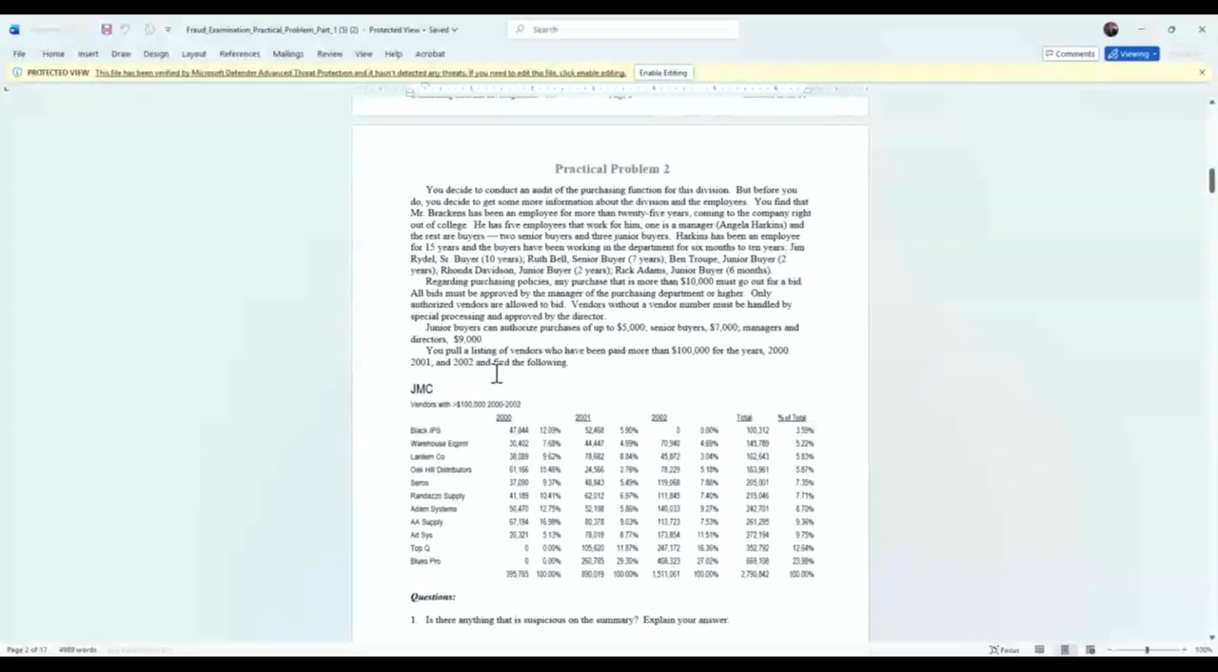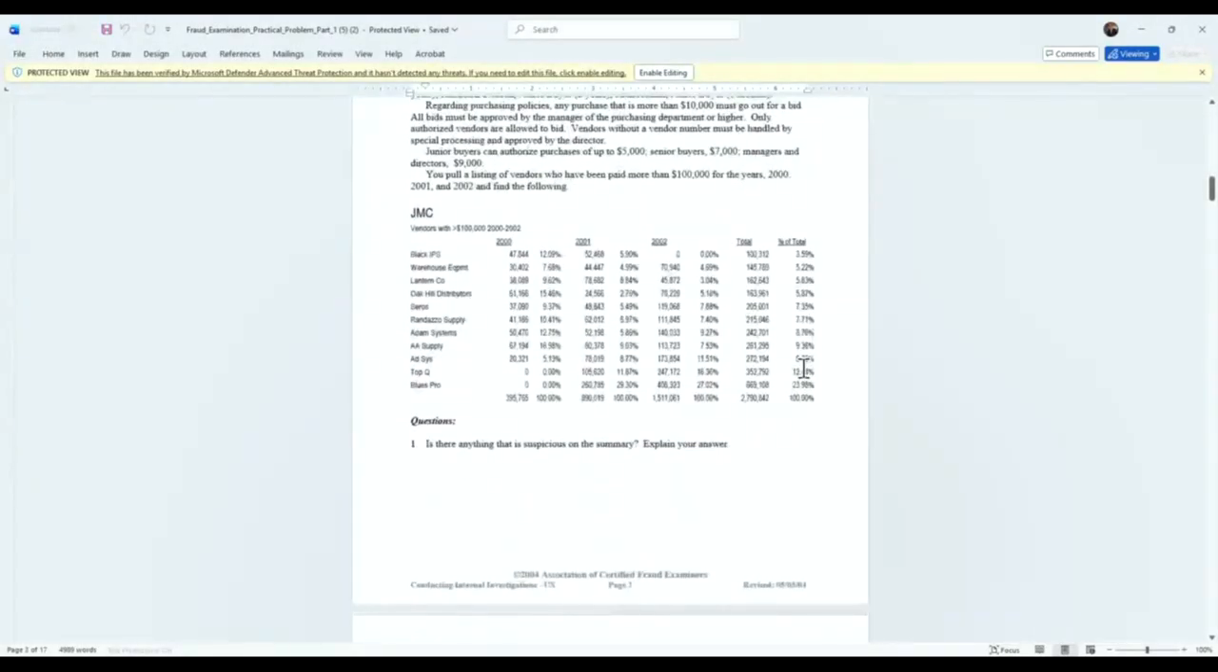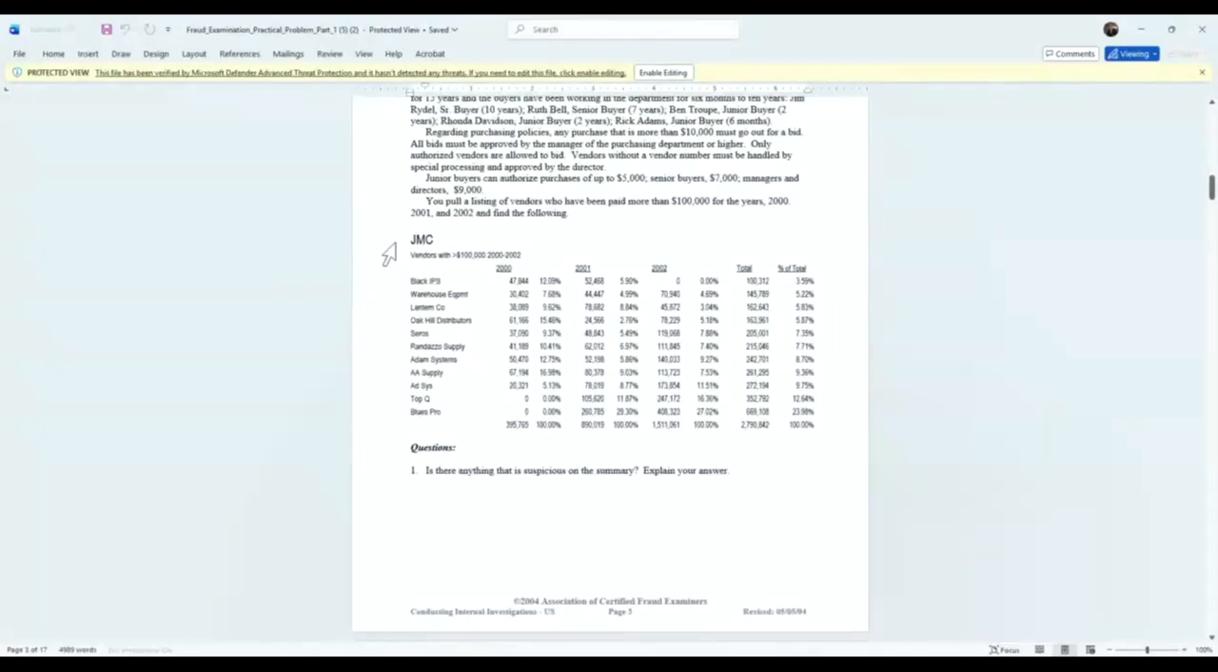Anyway, so you pull a listing of vendors who have been paid more than 100,000 for the last few years, and there we see here's Jenkins Manufacturing Company, JMC. Here's the vendors who've been paid more than 100,000 the last few years, and we have a list of them, and we see the percentage of total purchases, and we see, looking at that, over time there's been a major shift.